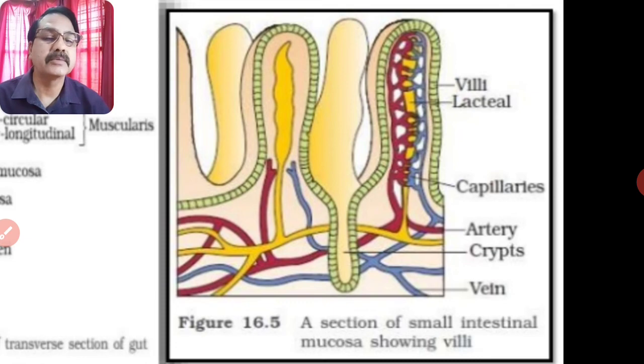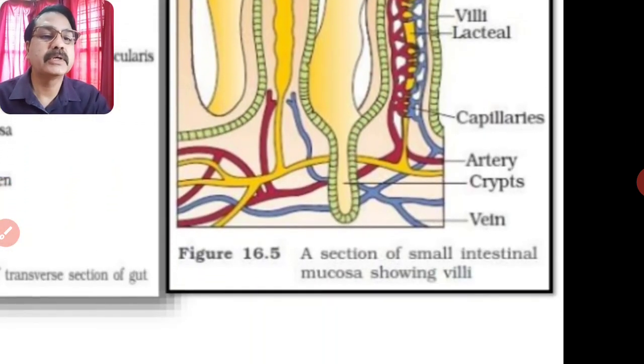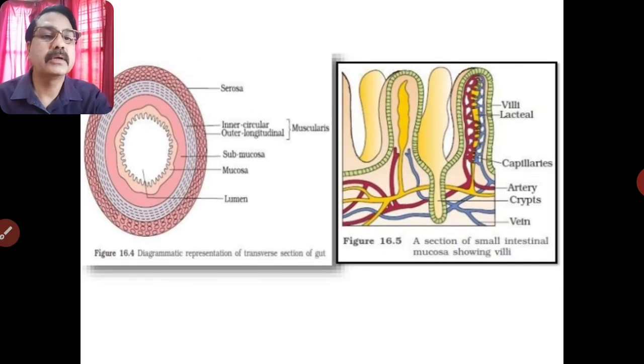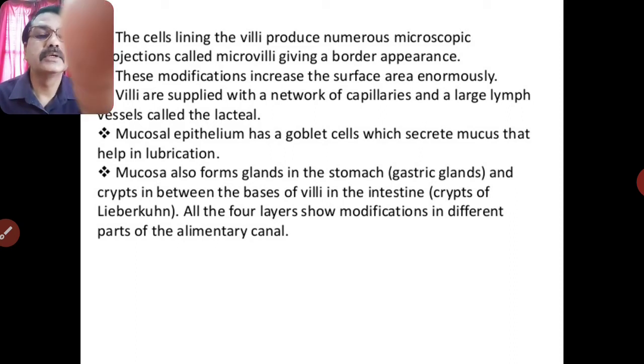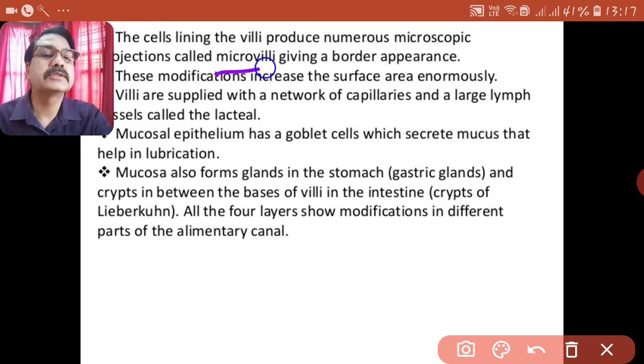This diagram is important. And in the next diagram, the cells of the lining of the villi produce numerous microscopic projections called microvilli. So here you can see microvilli giving a brush border appearance. These modifications increase the surface area enormously. It increases the surface area for absorption.